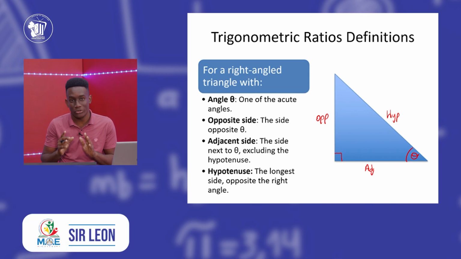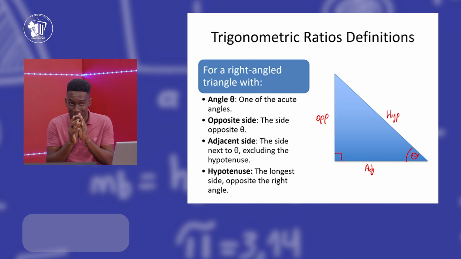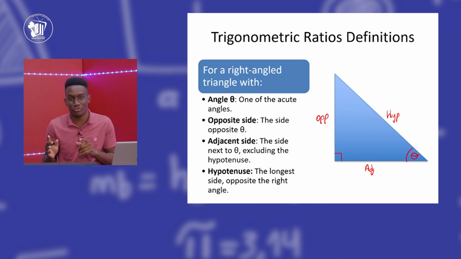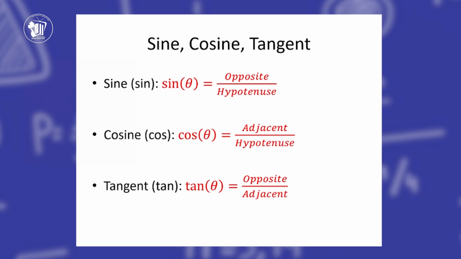Now that we have a good understanding of how to label these sides, because that's the first thing you need to do when you are dealing with the trig ratios, let's head into what exactly the different trig ratios are. We have three trig ratios: sine, cosine, and tangent. Sine theta, or sin theta, is opposite over hypotenuse. Cosine theta, or cos theta, is adjacent over hypotenuse, and tangent theta, or tan theta, is equal to opposite over adjacent.